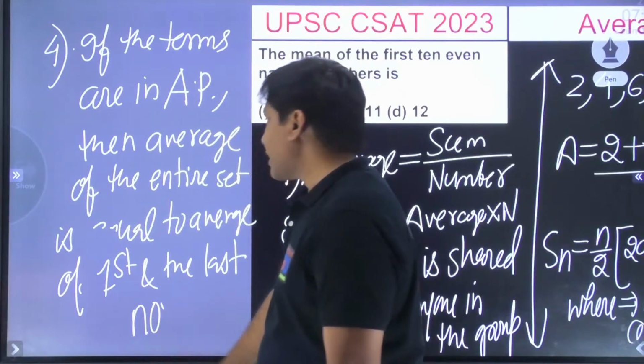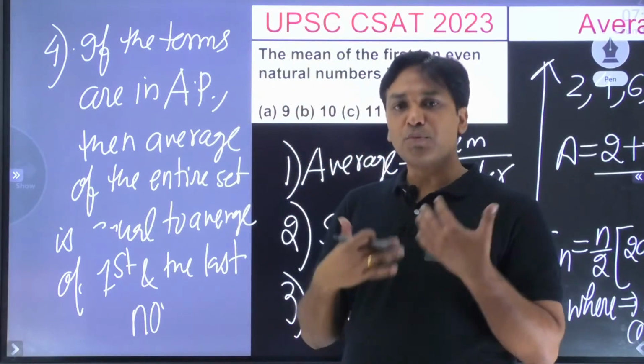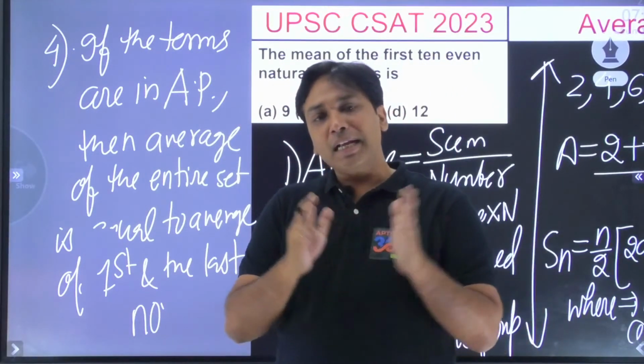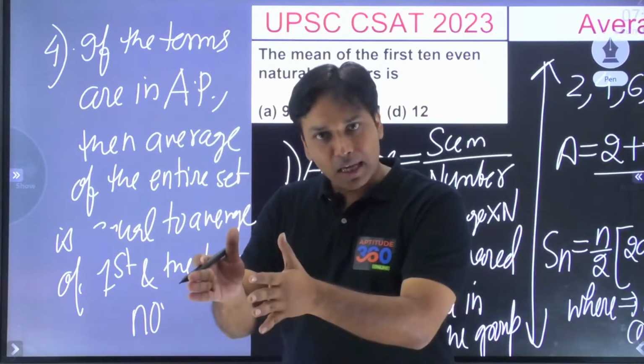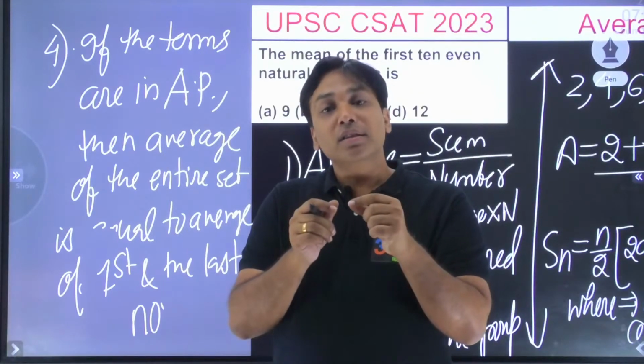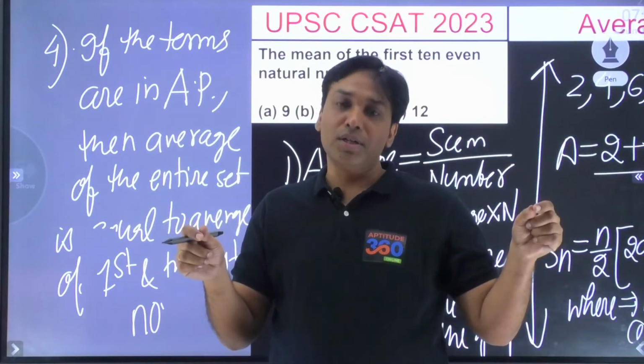as simple as that. What is it that I'm trying to say? What is it that I'm trying to write? The average of the entire data set will be the average of the first number and the last number, provided the data is spread in arithmetic progression format.